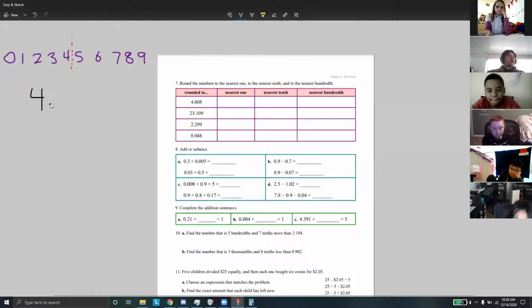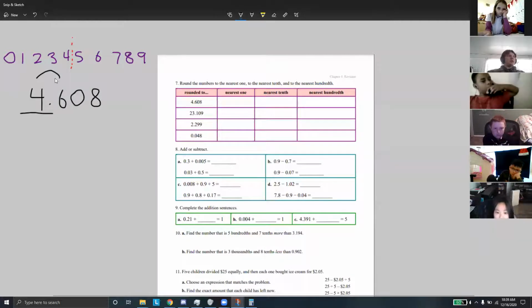So we are going to be rounding 4 and 608 thousandths to the nearest 1. So we're going to underline the ones place, look at the one to the right, and circle that number, is what I always do, and then see, is this number on this side or this side? Or another way you can think of it is if the number is less than 5, round down. Otherwise, round up. Just write that.